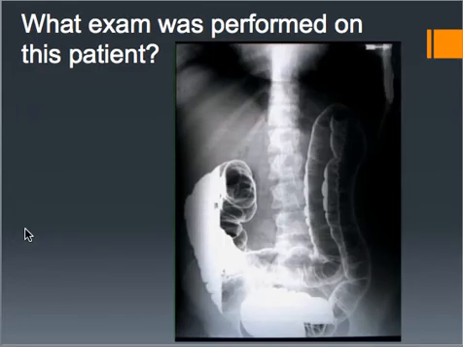What exam was performed on this patient? Well, we can see the large intestine here, and then we can also see that there's contrast and air inside of here. So this would be a double contrast barium enema. And again, what's the prep for a BE? The prep is NPO for 8 hours, a laxative, and possible enema.